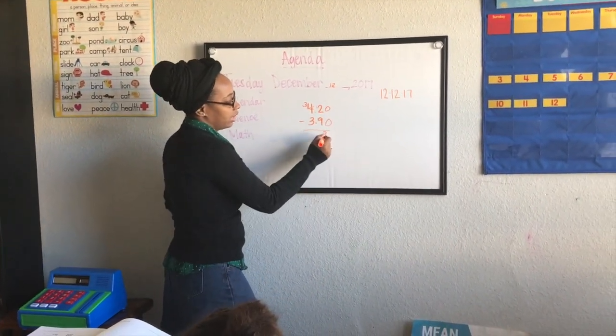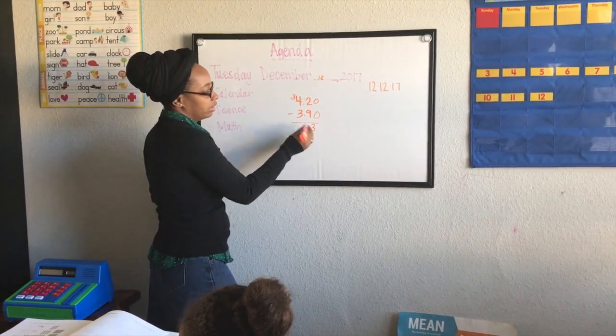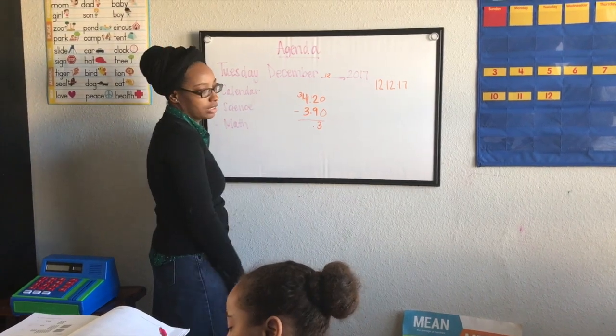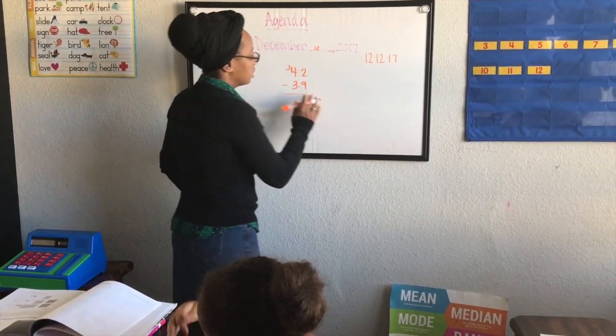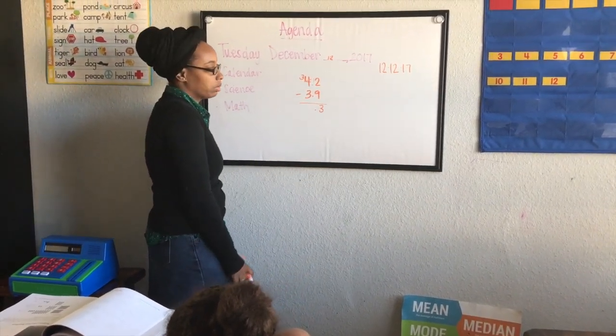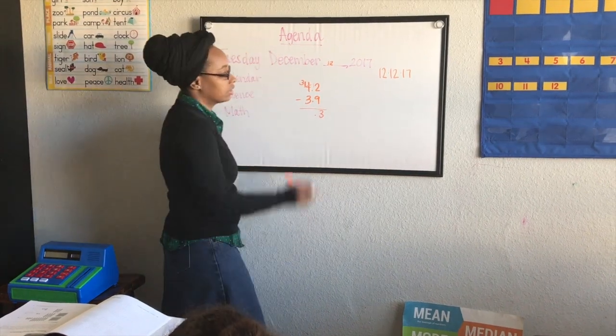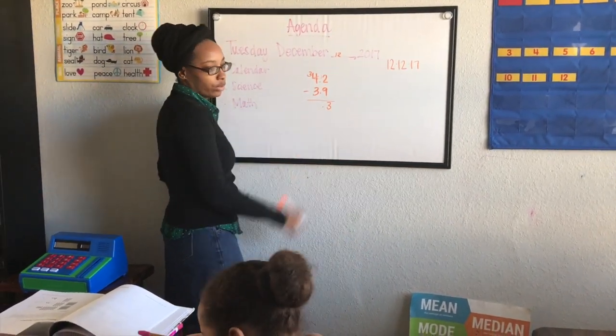Okay? If there's nothing there, you leave it blank. Bring down the decimal. 3 minus 3 is 0. So if I erase the zeros, 4.2 minus 3.9 is 0.3. 0.3 or 30 cents. So if you have $4.20 and you spent $3.90, you would have 30 cents left over.